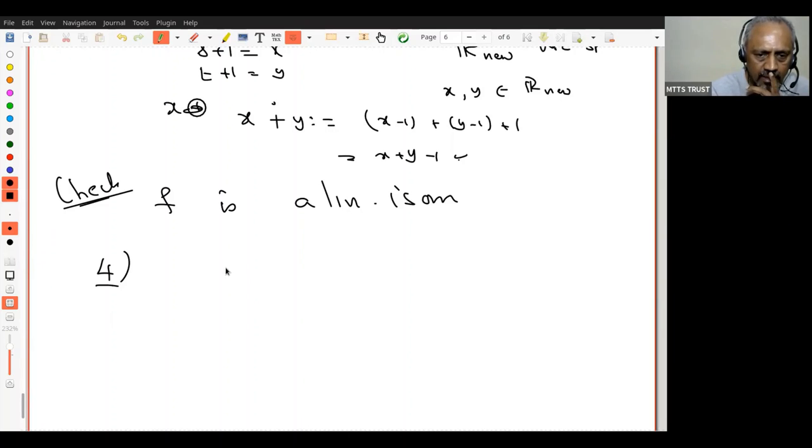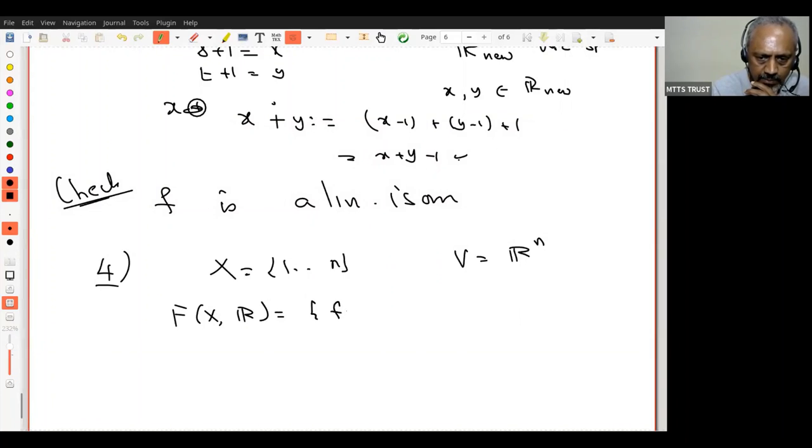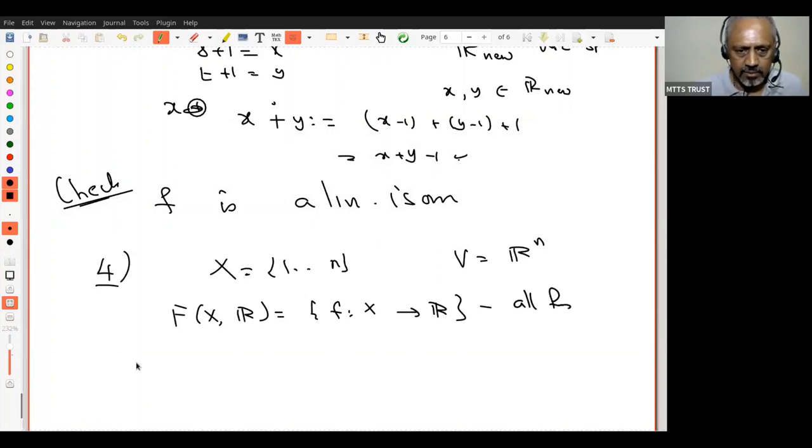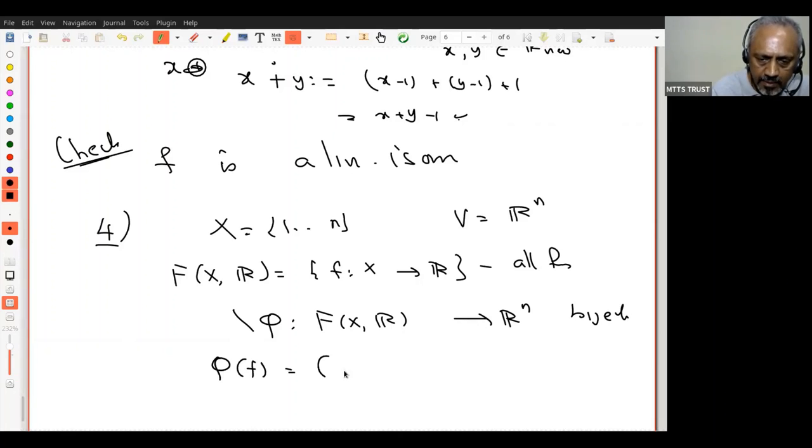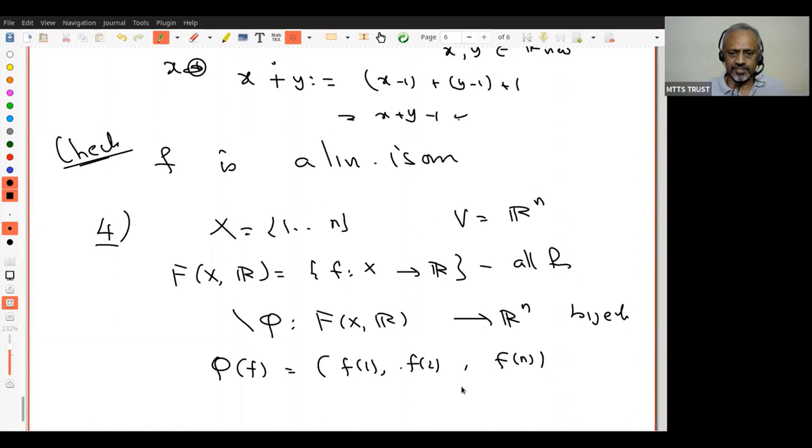Suppose X is the set 1 to n, and B is R n. We also had the set of all functions f from X to R. Do you remember? In our early work, we proved there is a bijection from the functions from X to R to R n. How did we do that bijection? Phi of f is f at 1, f at 2, up to f at n. This is how we perform a bijection.